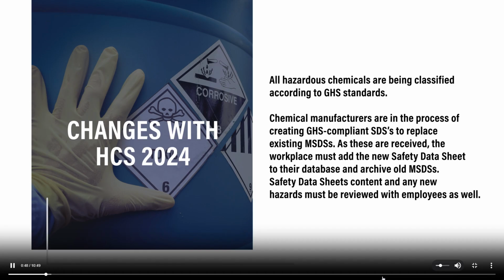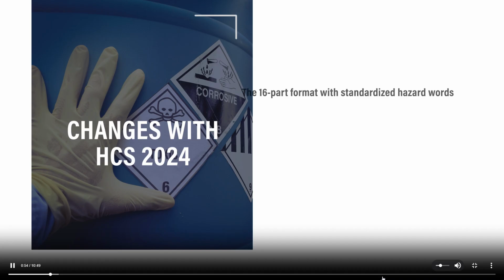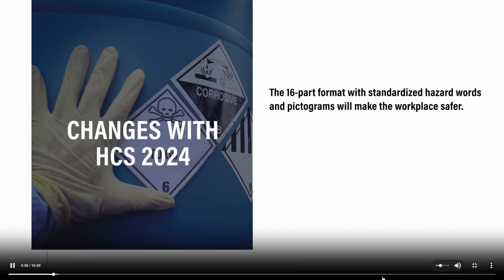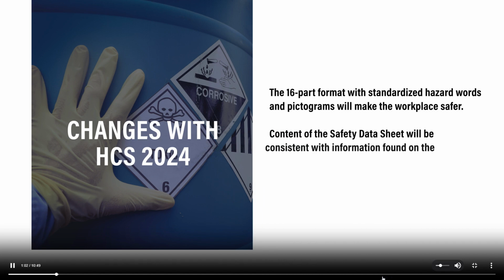Safety data sheet's content and any new hazards must be reviewed with employees as well. The 16-part format with standardized hazard words and pictograms will make the workplace safer. Content of the safety data sheet will be consistent with information found on the chemical label.